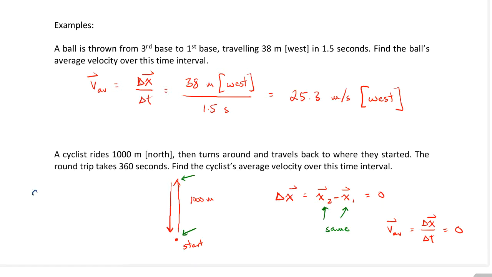By the way, notice that if the question was what's their average speed, the average speed, remember, is equal to their distance divided by the time. The total distance is 2,000 meters, no direction, there's no direction with speed, divided by 360 seconds, and that gives you 5.5 repeat, or let's call that 5.6 meters per second. So again, a difference between their average speed and their average velocity.